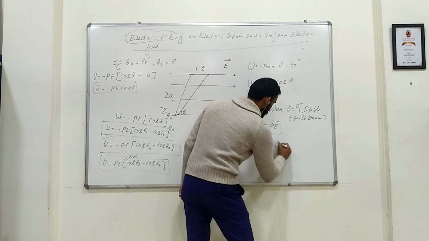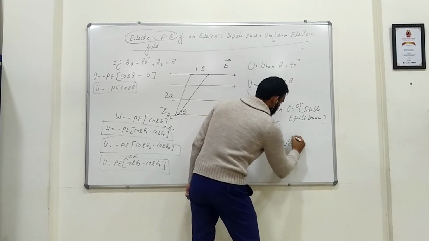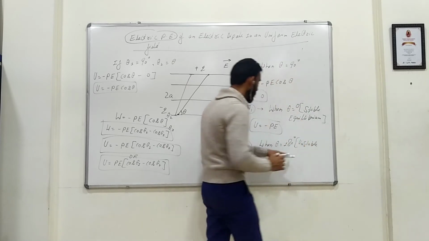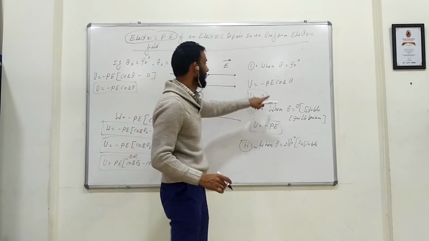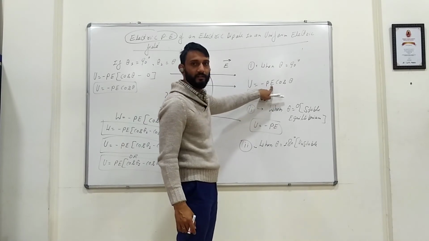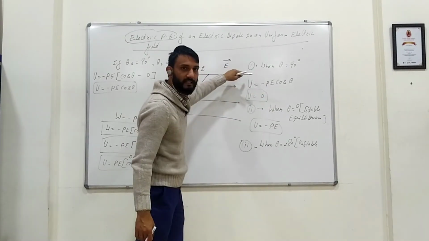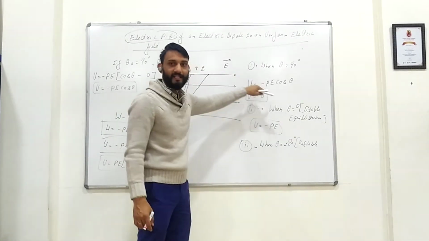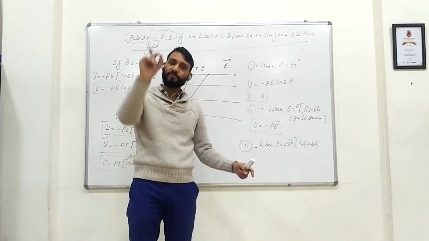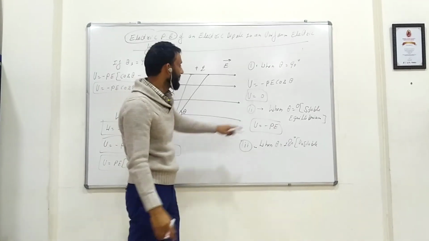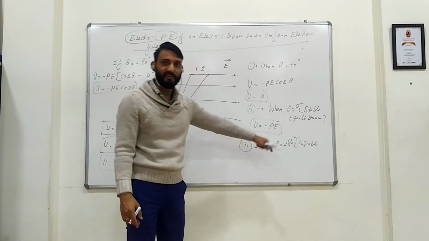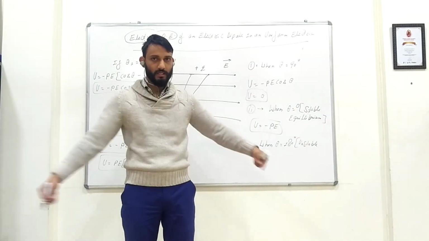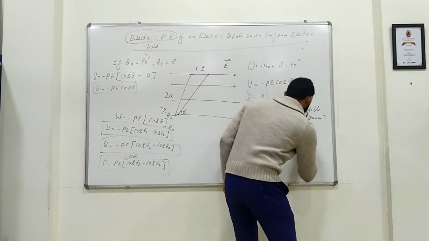When theta is equal to 180 degrees, then it is unstable. Theta is the angle between p and E. The direction of p is always from negative charge to positive charge. So if that is the case here, it means p and E are in opposite directions. That is why it is unstable equilibrium.